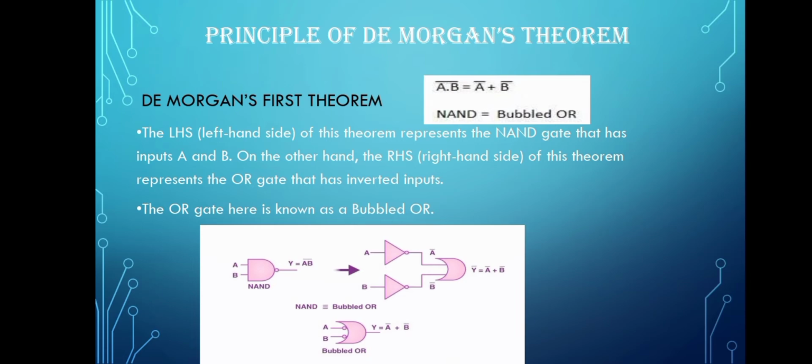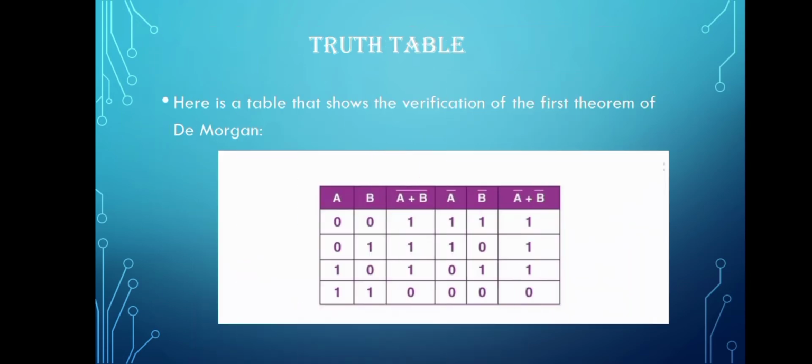De Morgan's first theorem. The left-hand side of the theorem represents the AND gate that has inputs A and B, as we see in the figure. On the other hand, the right-hand side of the theorem represents the OR gate that has inverted inputs. As we see, AND gate is equal to bubbled OR. Second, the OR gate here is known as bubbled OR, as we see in figure 2. Now the truth table of the first De Morgan's theorem. Here is a table that shows the verification of the first theorem of De Morgan's, which clearly satisfies the theorem.